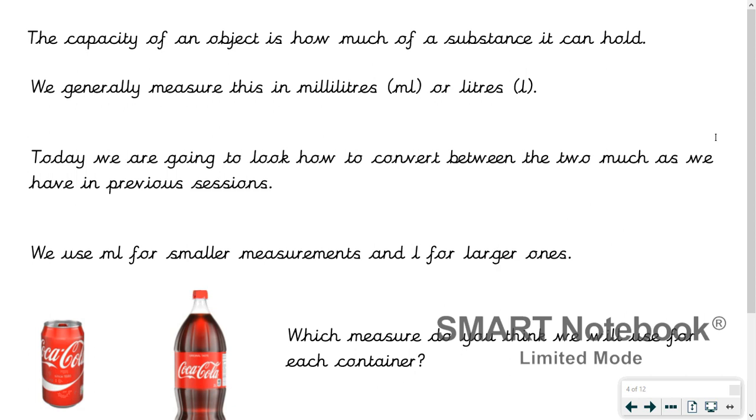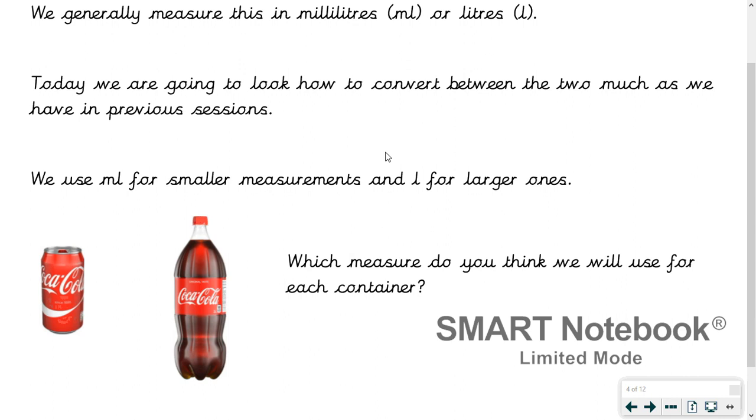So the capacity of an object is how much of a substance it can hold. So think of a bottle, it's how much it can hold. Generally, we're looking at liquids, but it doesn't have to be. But a lot of today we're looking at liquids, and we generally measure this in milliliters, ml, or liters, the L. Today we're going to look at how to convert between the two, just like we've done with grams and kilograms, just like we've done with centimeters to meters. We're just doing milliliters to liters and the other way today.